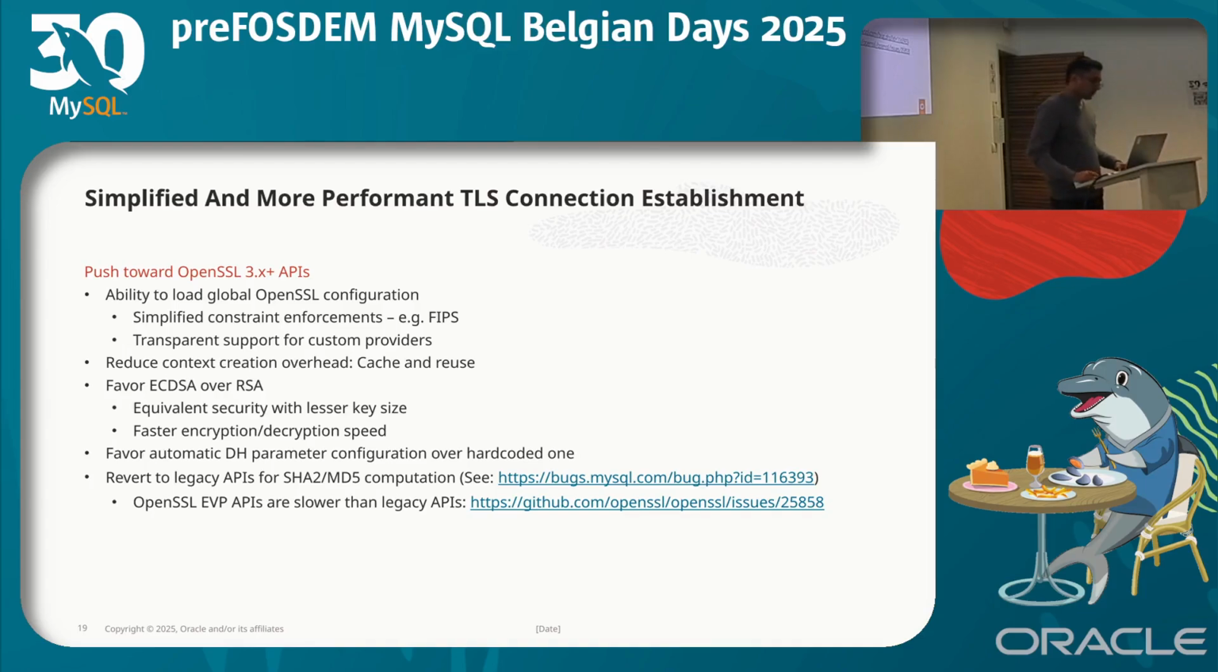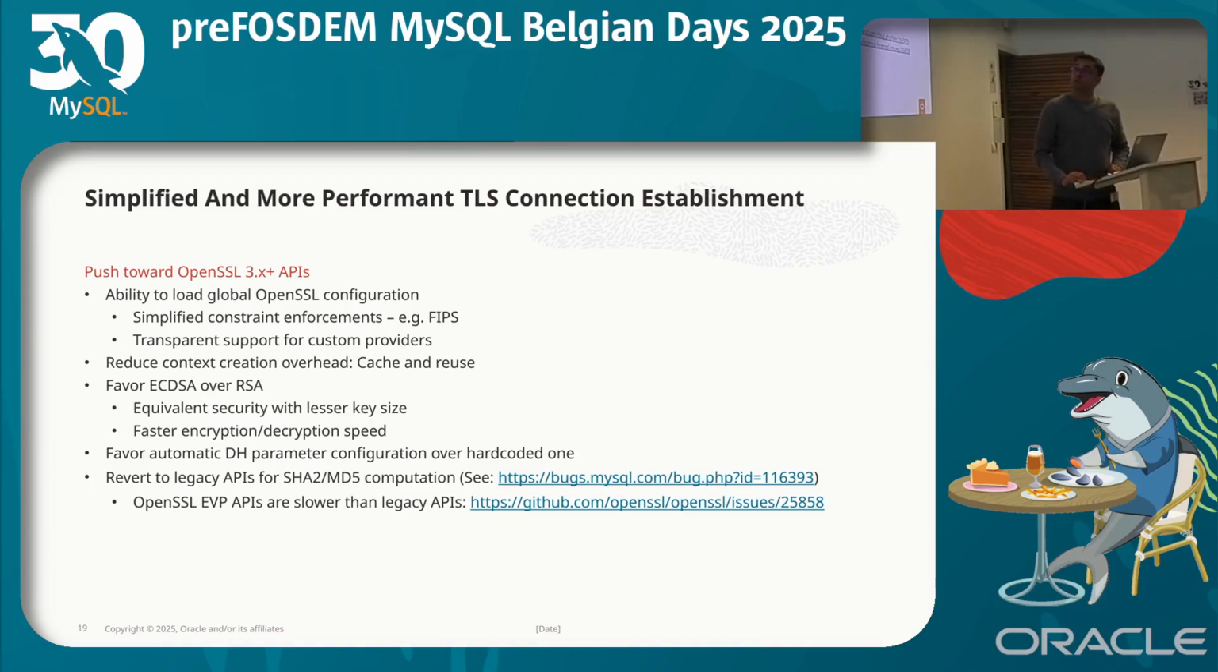All right. So the next one is about communication security. We are increasingly moving toward OpenSSL 3.0. Before 3.0, we were not reading the global OpenSSL configuration file. Now we are. If the MySQL server is compiled using 3.0, we will rely on the system configuration of OpenSSL, which allows us to load, for example, the FIPS module by default without having to tell MySQL server to load the FIPS module.